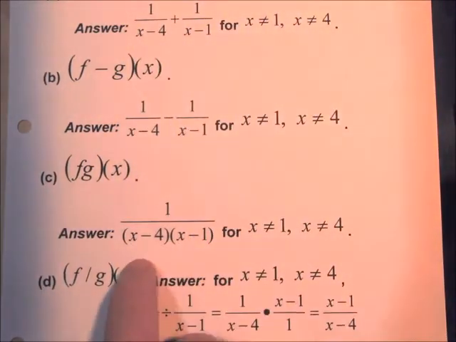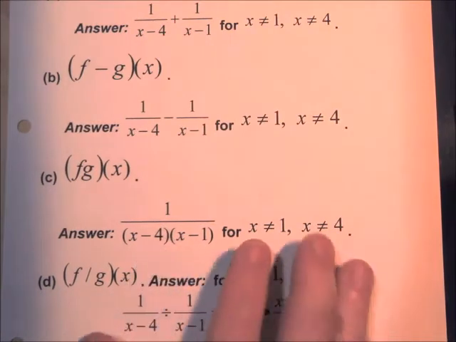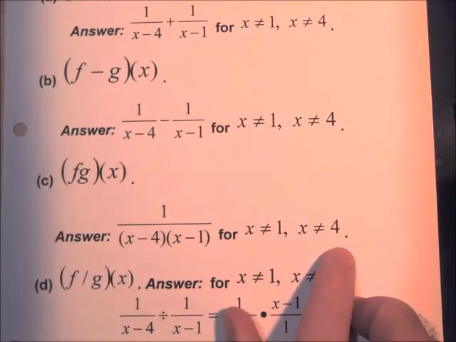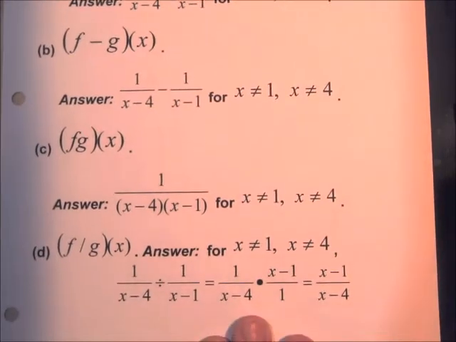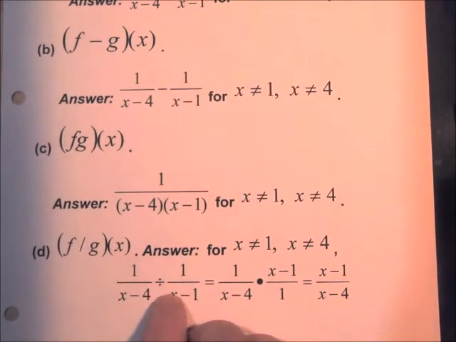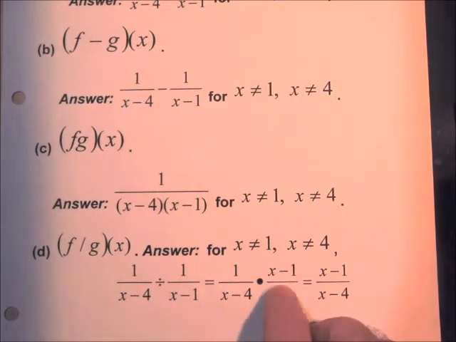1 times 1 is 1. And we can just show the multiplication here. Again, x cannot be 1, x cannot be 4. A division, divide by fraction. You want to flip the fraction, change it to multiplication, and multiply straight across.